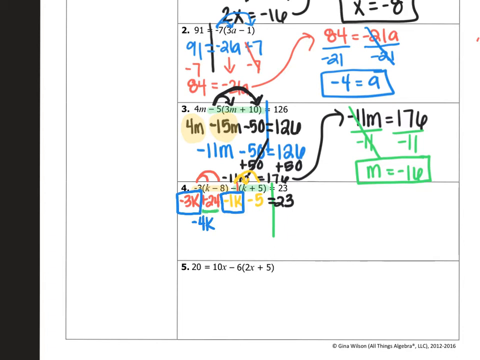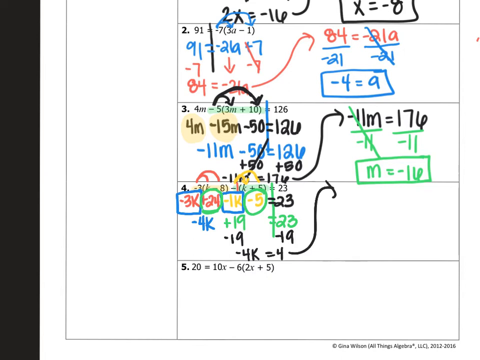Plus 24 can combine with -5. Plus 24 minus 5 gives me plus 19. And bring down this equals 23. I now need to get k by itself. So I'm going to subtract 19 from both sides. -4k equals 23 minus 19 is 4.